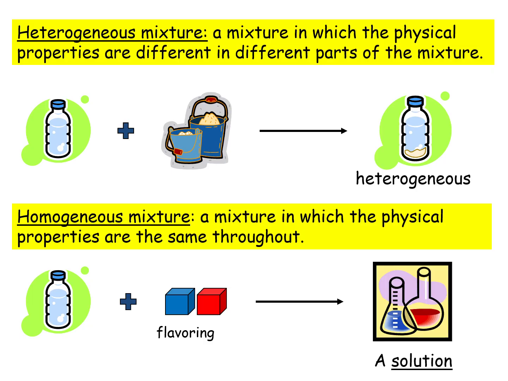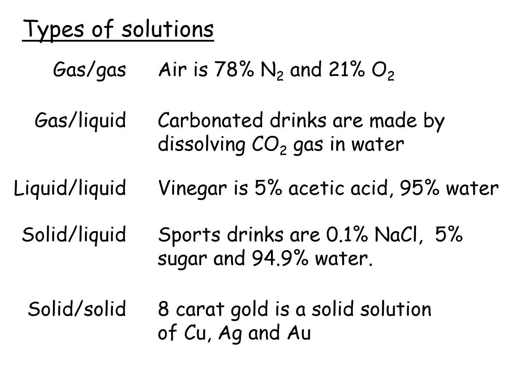Now, a term that I'm going to be using most of the time, rather than homogeneous mixture, is a solution. When you say solution, it is synonymous with a homogeneous mixture. And it's much easier to say. So there's a whole bunch of different types of solutions depending on what you are mixing together and the state of matter of the different components.